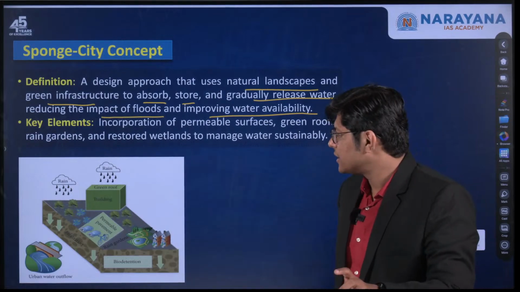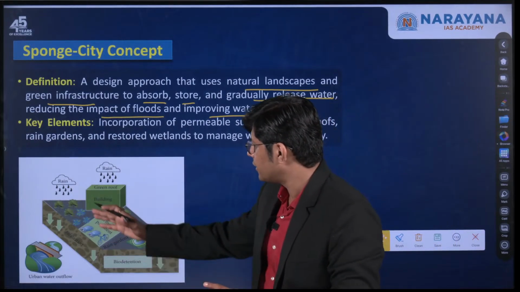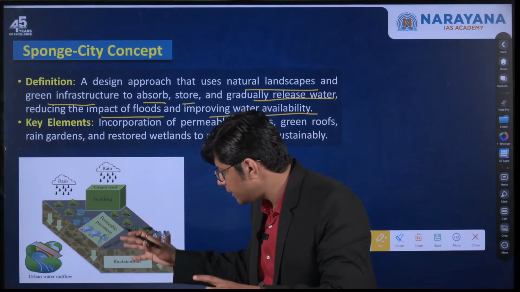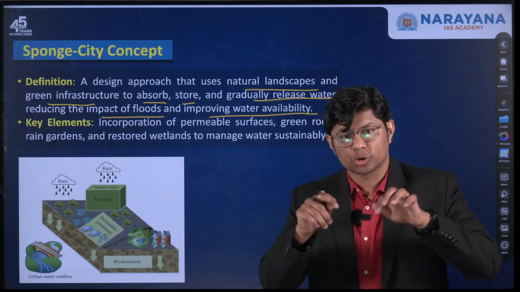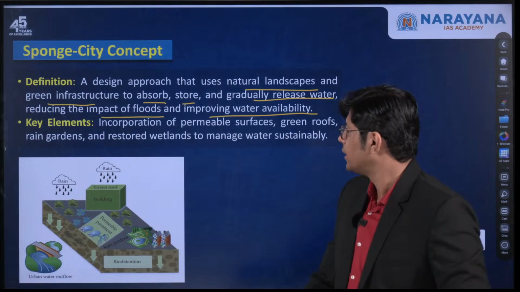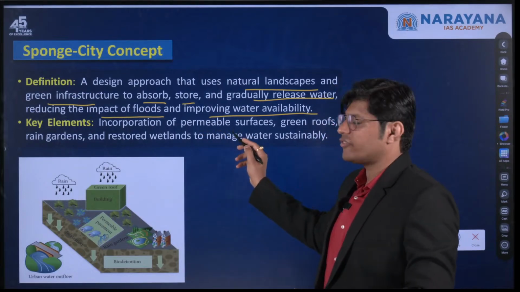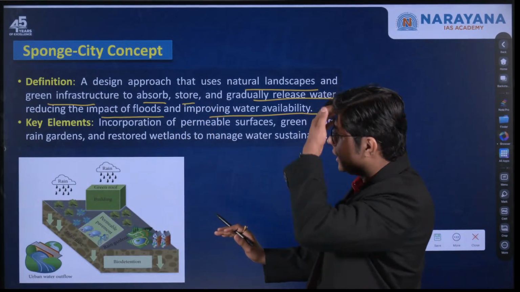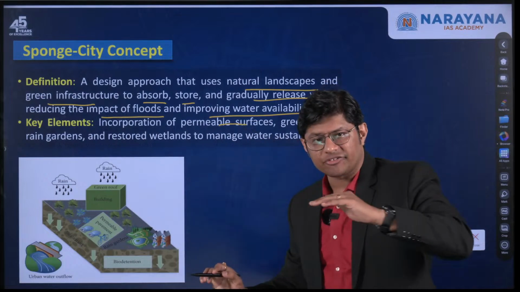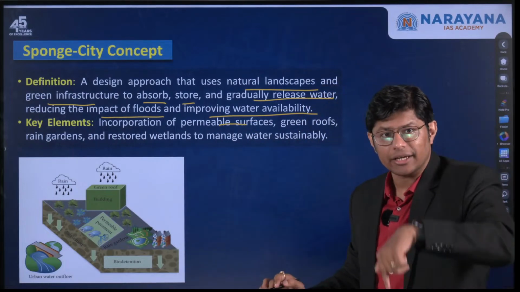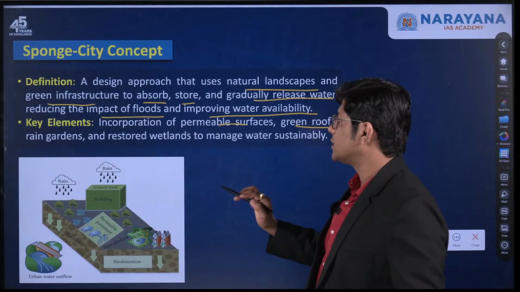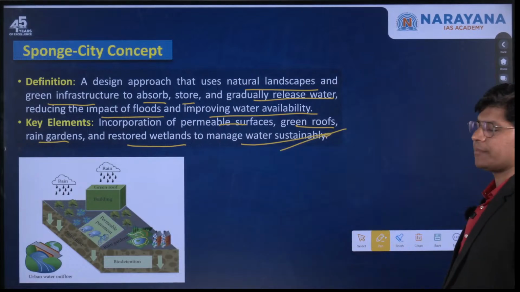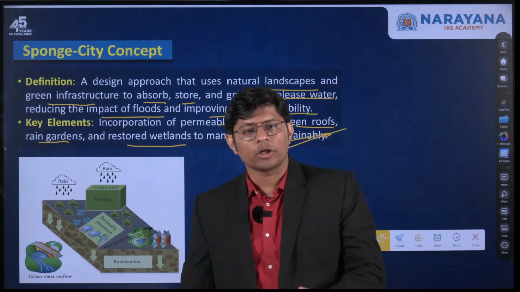And what are the key elements? If you see in the map, there is rain. Here we have a green roof building which stores water. Then ultimately the water drains, gets stored, or permeates into the ground. So, permeable surfaces: the sponge city concept includes surfaces that can help water to sink into the ground. Green roofs, rain gardens and restored wetlands manage water sustainably. These are the key elements of the sponge city concept.